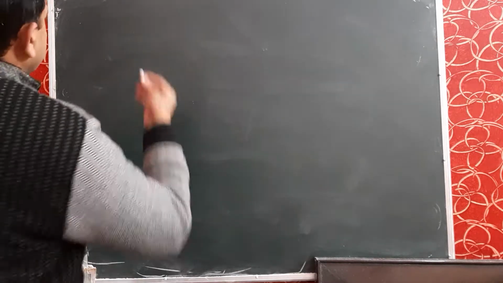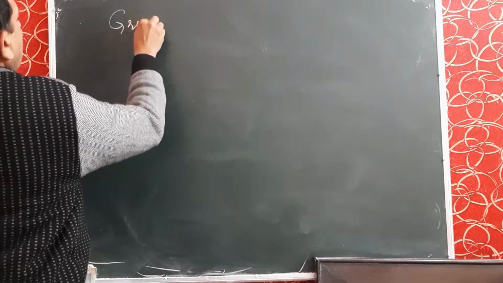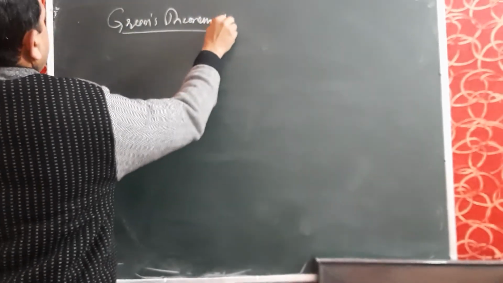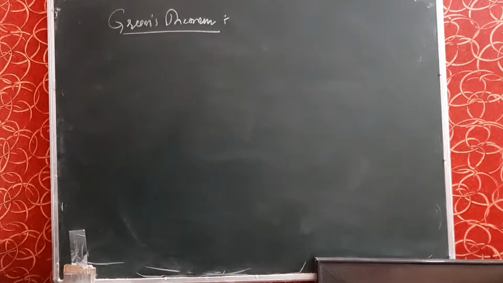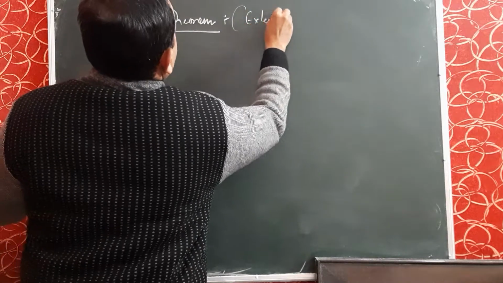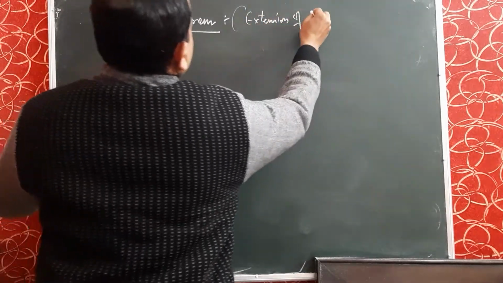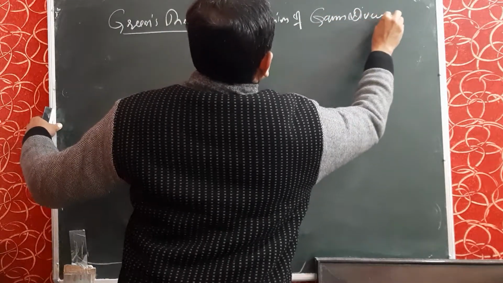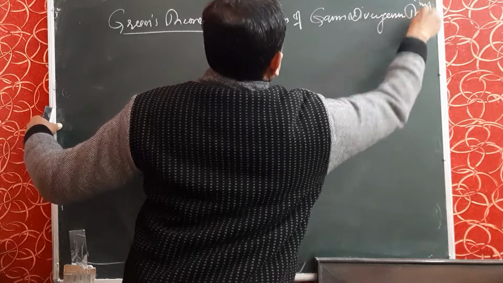Today we will prove Green's theorem, that is the third theorem. So, what is this Green's theorem? It is basically an extension of the Gauss divergence theorem.